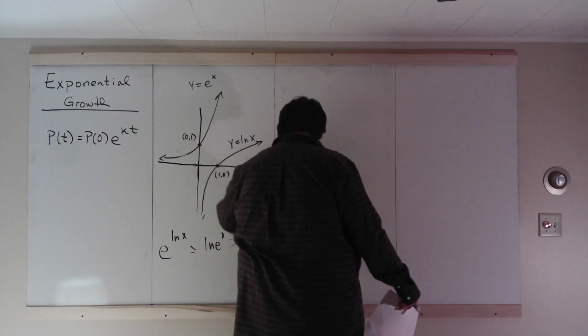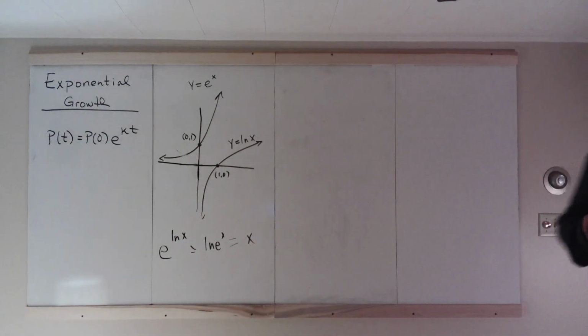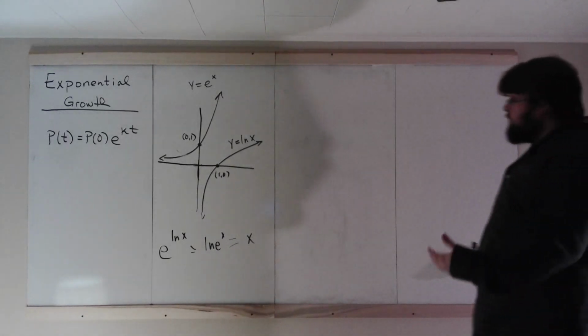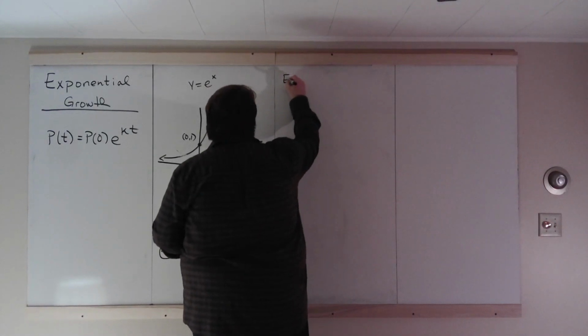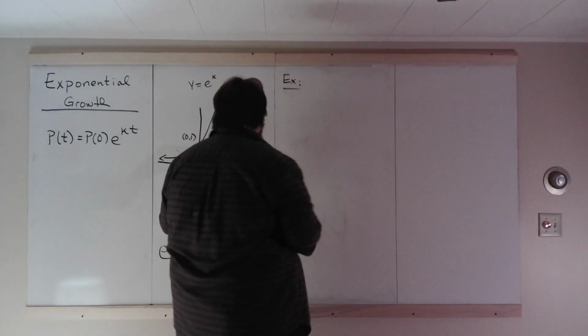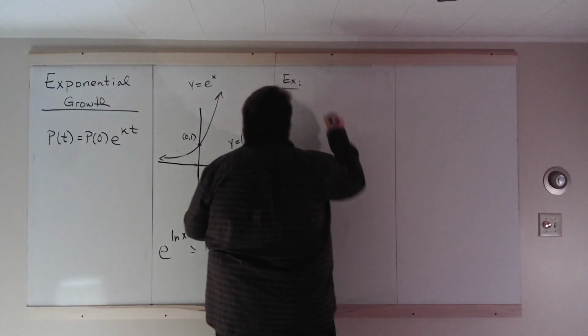But let's look at an example. So we saw that interest can grow exponentially given continuous compounding. Populations can grow exponentially. So let's give some information.